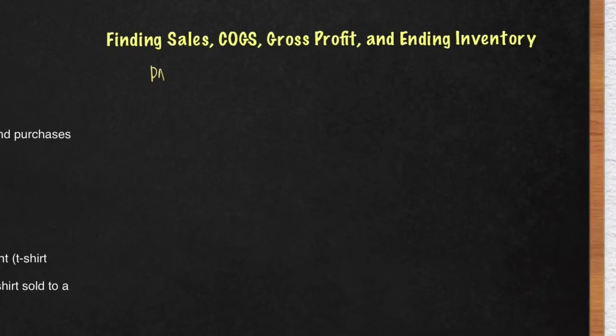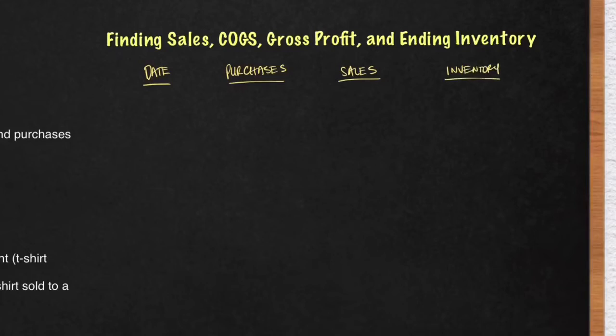I like to set up a chart so it keeps things in order and we know where we are at all times. The first column is the date column. The second column is the purchases, where we purchase from our suppliers. The third column is the sales column, when we sell to the customers. And the last column is a very important column. It's the inventory column, which we must always update for every single transaction or date.